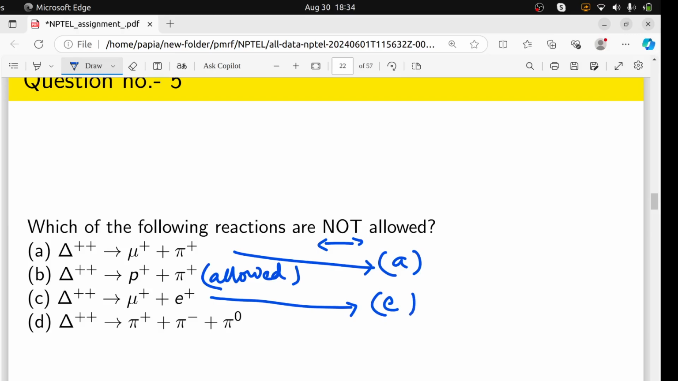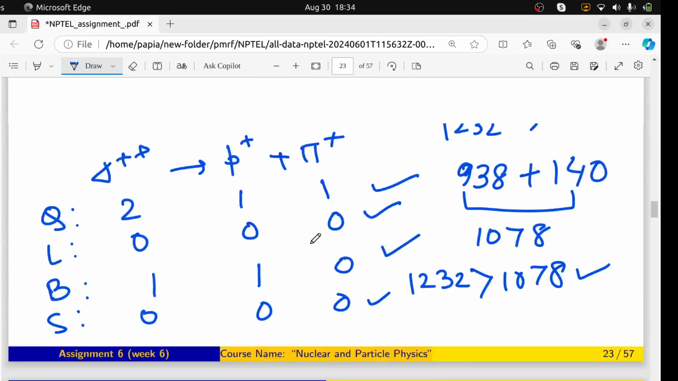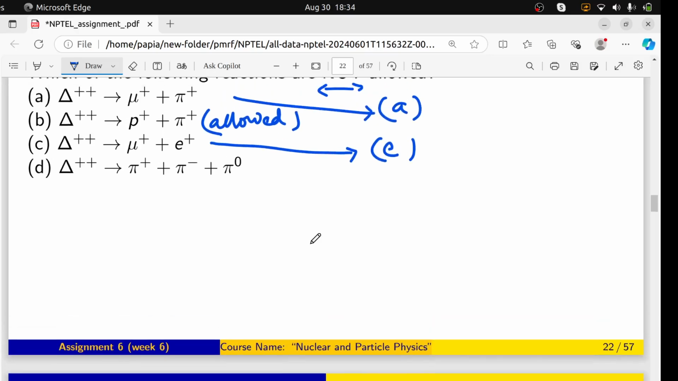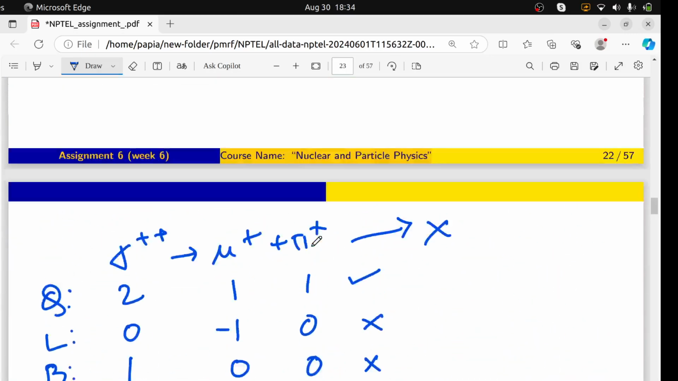Okay. Now delta plus, pi minus, pi 0. That is also very simple to see. But still, if you have any doubt, we can see that one also. Delta plus plus, okay. At the very first, charge is not going to be conserved. This is 2, this is 1, this is minus 1, this is 0. So charge is not conserved at the very first step. If charge is not conserved, there is no question of going to other things. So this is also fine.